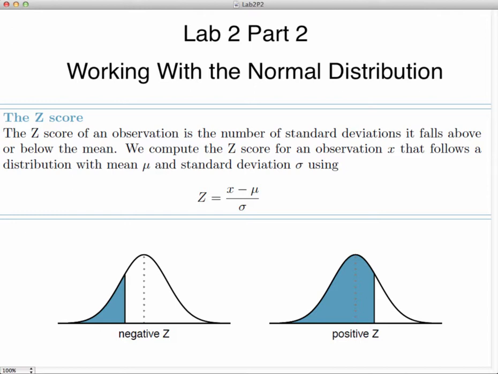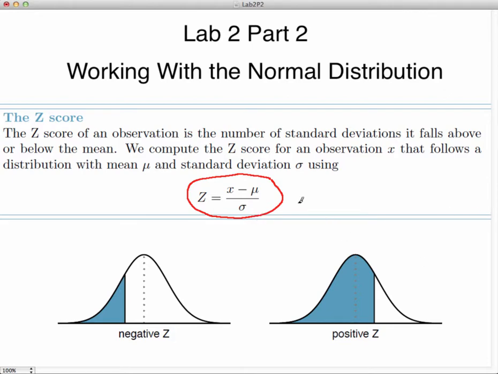We compute the z-score for an observation x that follows a distribution with mean mu and standard deviation sigma using the following formula. Now, there are very few things in this class that you're going to be asked to memorize, but this is one of them. You're going to need to make sure you've got this one top of the head, okay? So in your comp book, yes, very important, put that in your reference book, but you should also have this top of the head, okay?